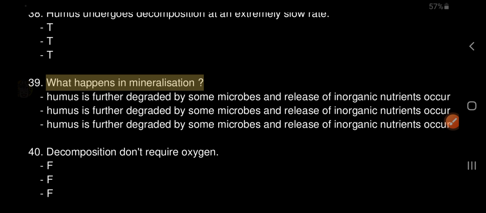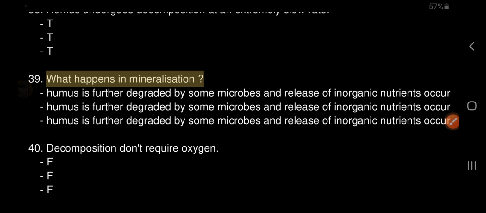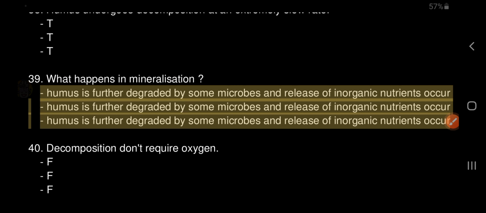39. What happens in mineralization? Humus is further degraded by some microbes and release of inorganic nutrients occurs.